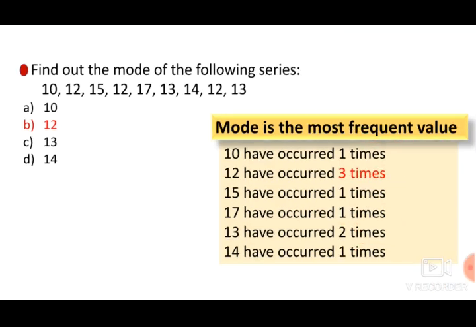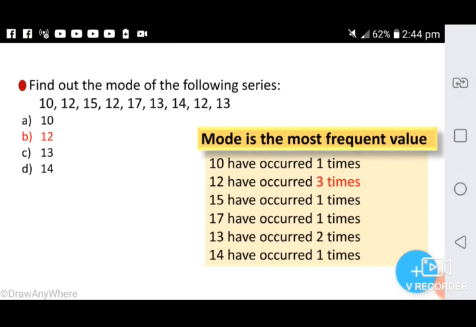So the mode is the value that appears the most. Here 12 occurs more than any other number, that is 3 times. So 12 is the mode. Option B is the correct answer.